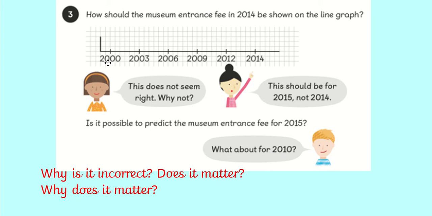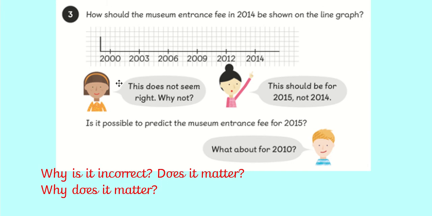Yeah, so when we look at it, we've got 2000, 2003, 2006, 2009, 2012. It's going up in threes. It's our 3 times table on the end there. So we shouldn't have 2014, we should have 2015. Okay?